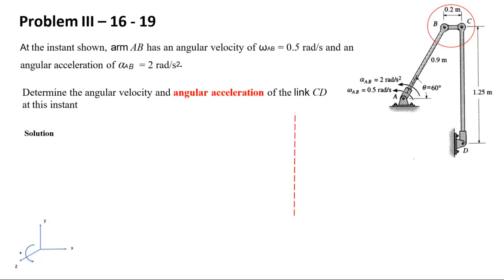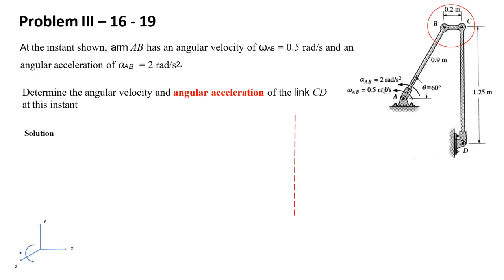So now we're going to example number 3, which is problem 16-19 in the textbook. And here we have the instant shown. The arm AB has an angular velocity omega AB of 0.5 radian per second, and we have the angular acceleration alpha AB equal to 2 radian per second squared.